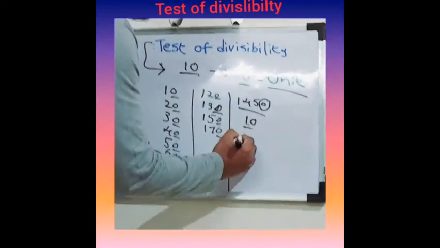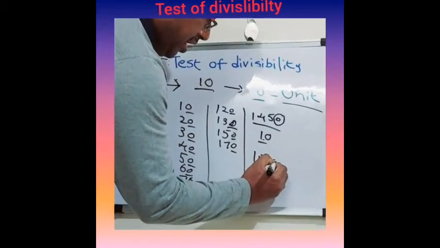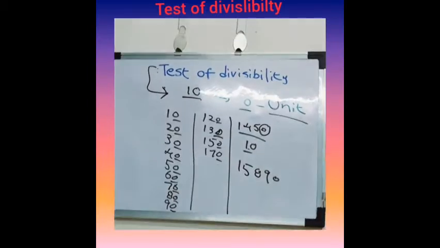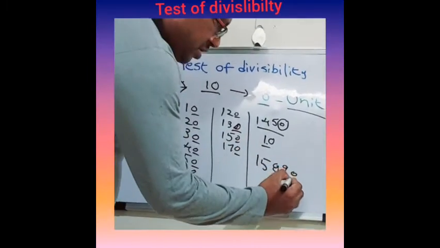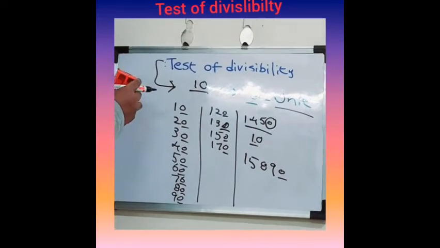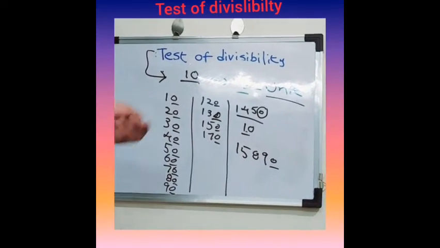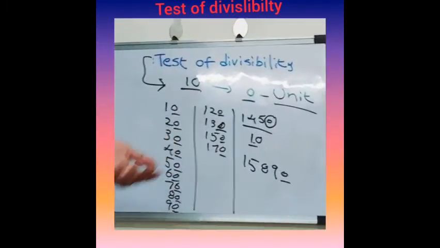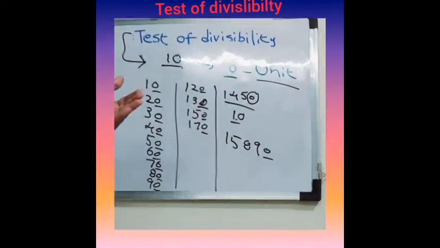Similarly, 15890. This is a 5-digit number. Is this number also divisible by 10 or not? Yes, because the unit position number is 0. So by following this simple logic, if a number contains 0 at the unit position, then the number is definitely divisible by 10.